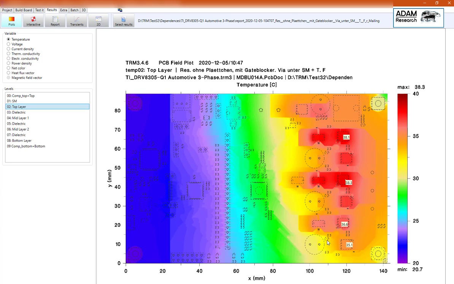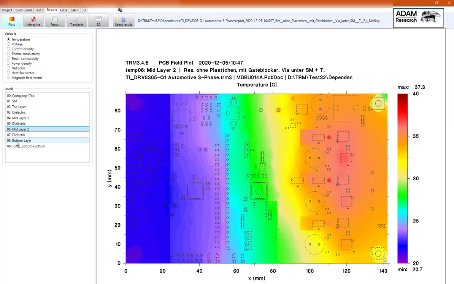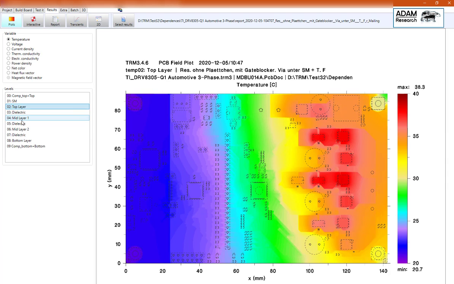We also see that the capacitors have a non-symmetric heating. It's hotter on the right side and cooler on the other side. We also see that this capacitor has a higher temperature than this one and potentially a shorter lifetime. We can see the temperatures in any layer in the model.